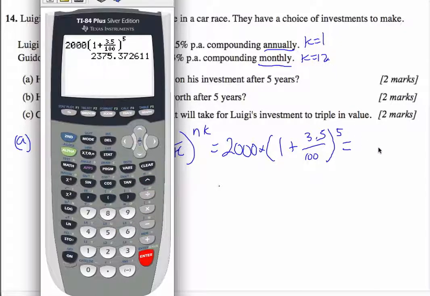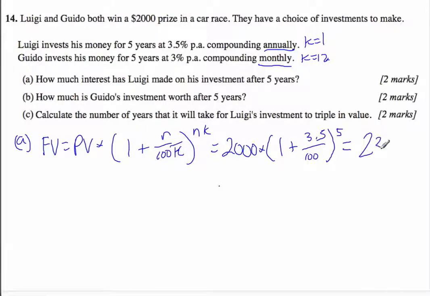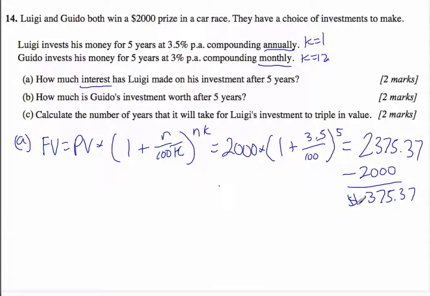2,375.37. Okay, but be very careful. On the question, it says how much interest. This is how much he has right now. To get the interest, we have to subtract 2,000. We get 375.37 is the amount of interest.